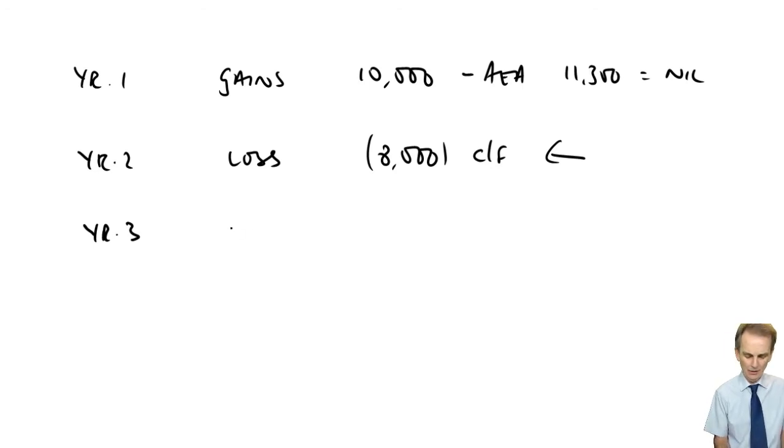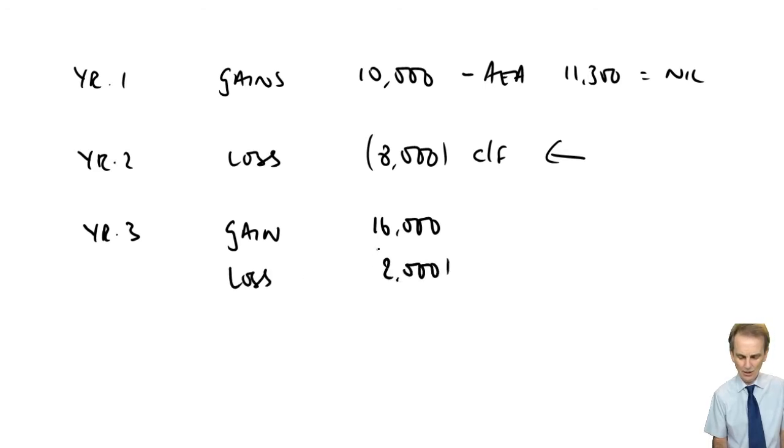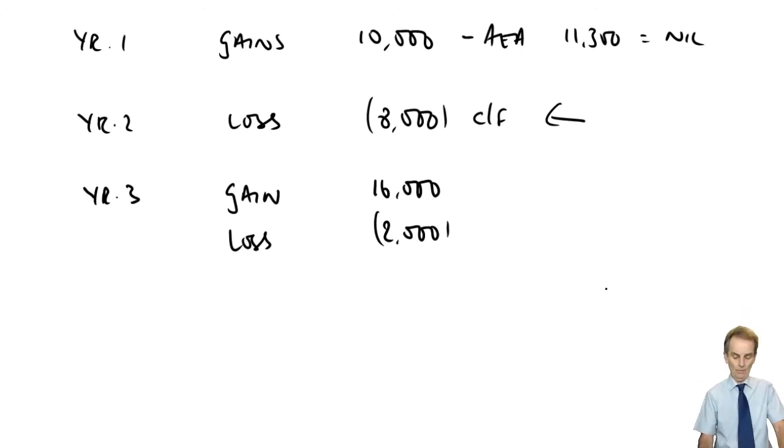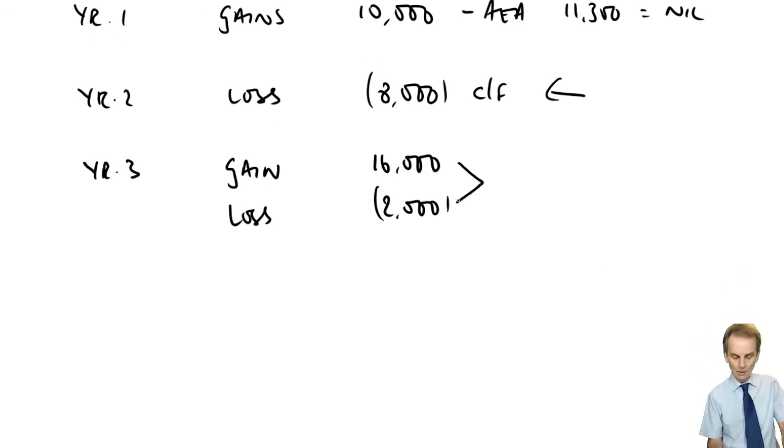Because now in year 3, there are 2 disposals. One yields a gain of, say, £16,000. The other yields a loss of, say, £2,000. So what now must we do? What we must do is to net the gains and losses of the year. So that, therefore, will bring it down to net gains of 14,000.